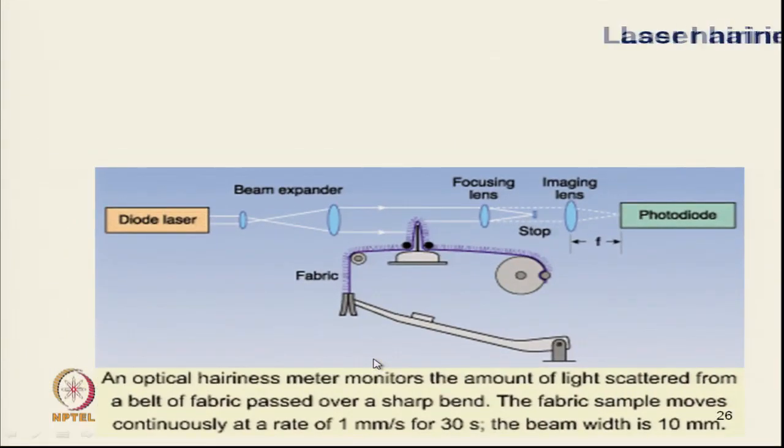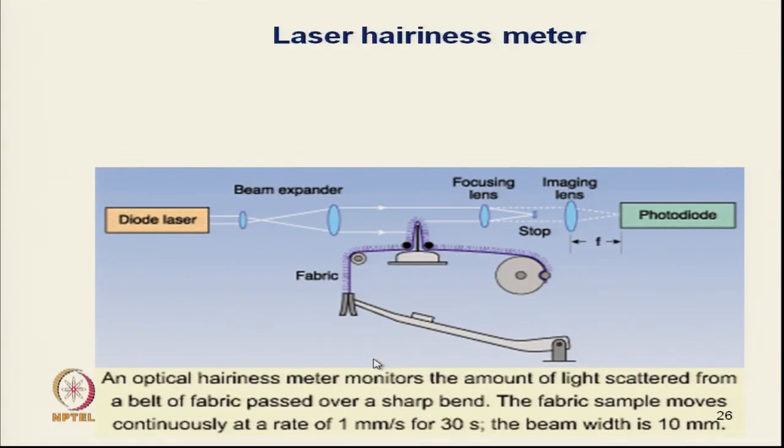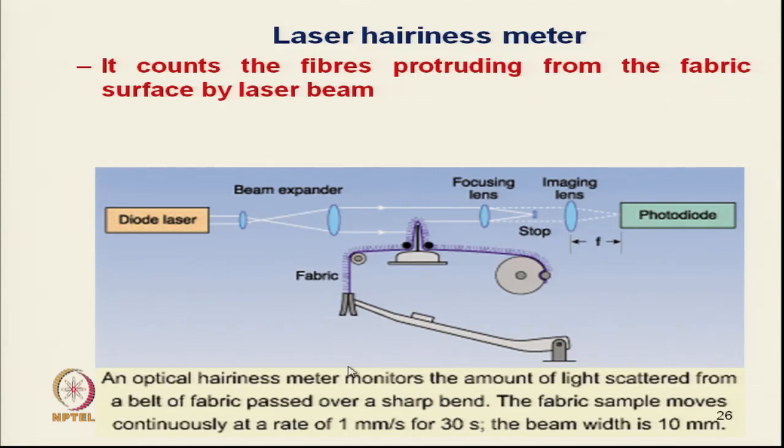And this is a laser hairiness meter. It counts the fibers protruding from the fabric surface by laser beam. This is the laser beam here, and this one is the fabric. The fabric comes from this point and goes through one knife-edge type system, then it is wound up here.